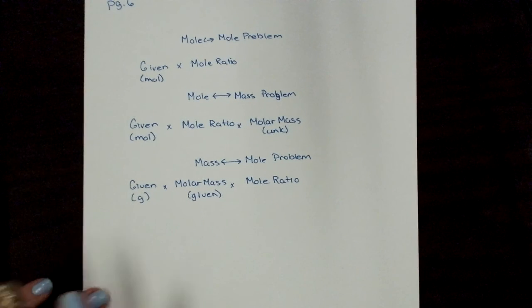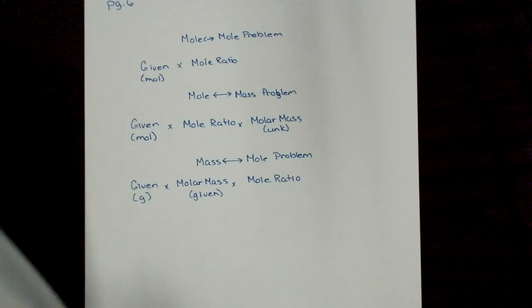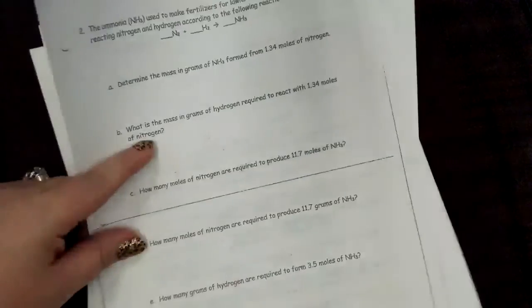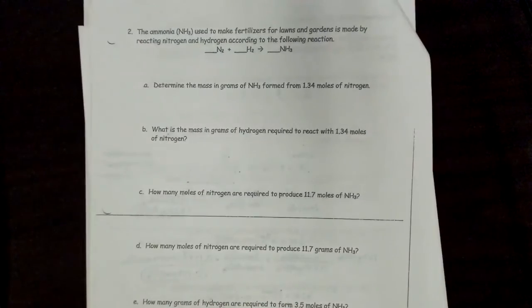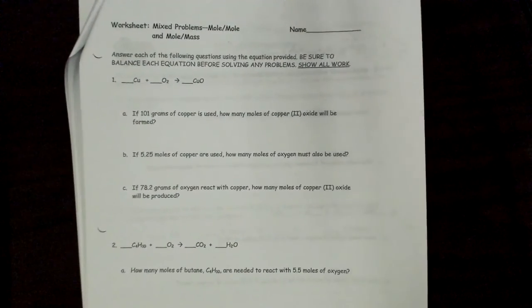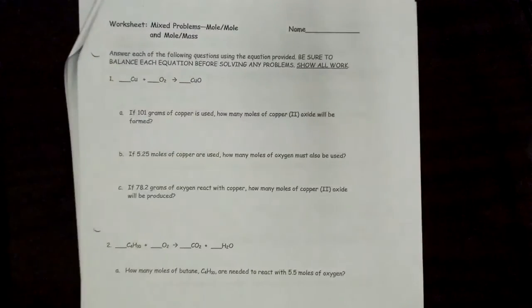Okay? So you're going to complete page 7 in your packet. And page 7 is just one more problem, just like what we did. Then when you get finished, you're going to flip it on over to page 8 and 9. 8 and 9 is a good mixture.